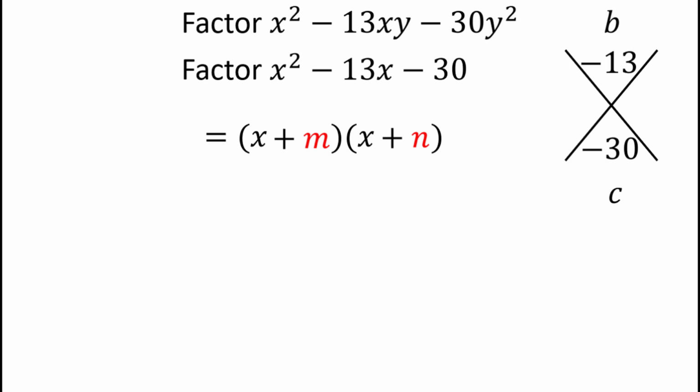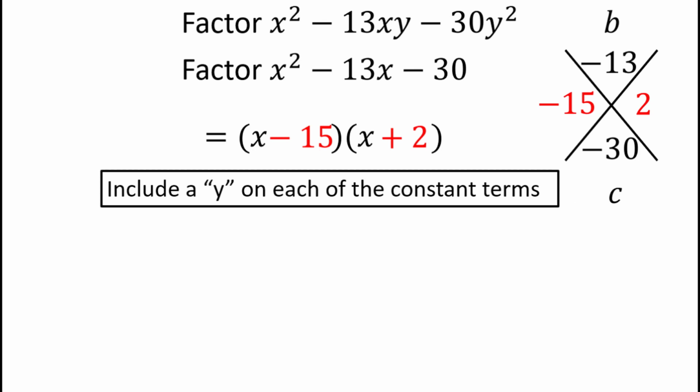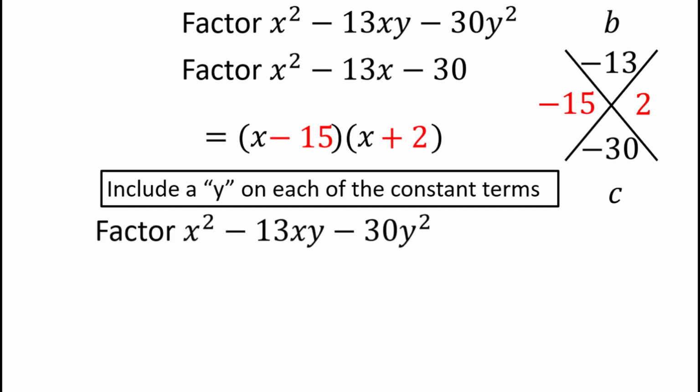Okay, the two numbers are -15 and +2. These two numbers multiply to -30 and add to -13. So our answer is x minus 15 times x plus 2. But remember, our problem had y's in it as well. So all you have to do is put the y's on the constants and you will have the factored form for our expression. The factored form of x squared minus 13xy minus 30y squared is x minus 15y times x plus 2y.